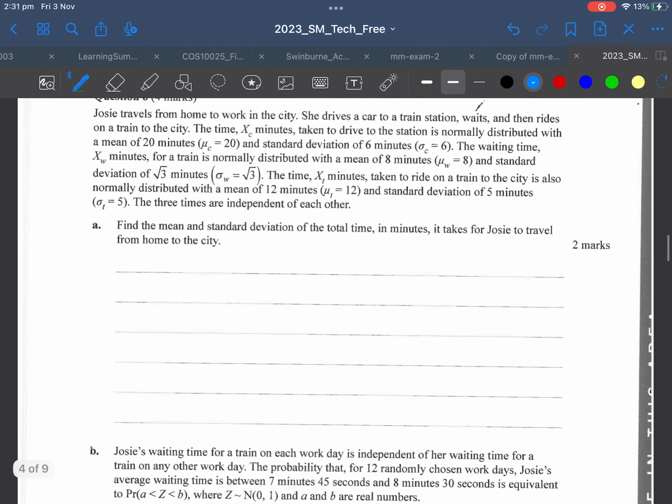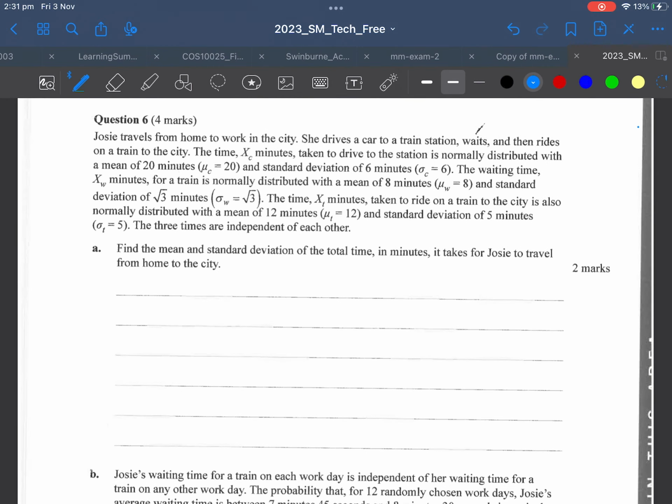Moving on to question number 6. Okay, so we are given that this is a big one. Josie travels from home to work in the city. She drives a car to a train station, waits, then rides on a train to the city. The time xc minutes taken to drive is normally distributed with a mean of 20 minutes and standard deviation of 6 minutes. The waiting time xw minutes for the train is normally distributed with a mean of 8 minutes and standard deviation of root 3 minutes.